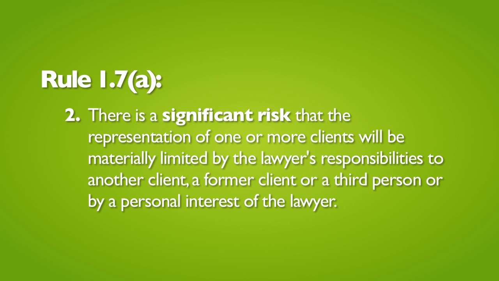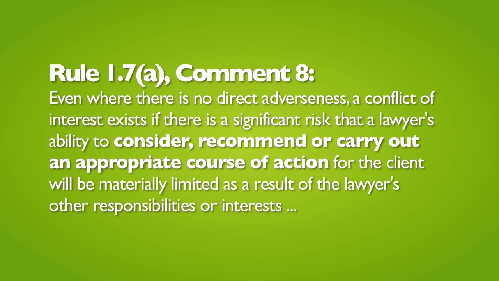The language of Rule 1.7(a)(2) defining this sort of concurrent conflict is as follows, quote, "There is a significant risk that the representation of one or more clients will be materially limited by the lawyer's responsibilities to another client, a former client, or a third person, or by a personal interest of the lawyer," close quote. Comment 8 provides illustrations of where a lawyer's responsibilities to one client might be materially limited by the lawyer's responsibilities to a second client. For example, if an attorney represents different individuals forming a partnership, she might not raise all the ideas that would benefit partner X because of her loyalty to partner Y or partner Z.